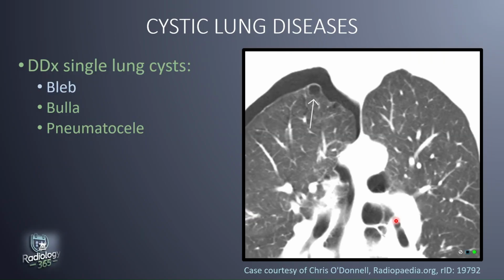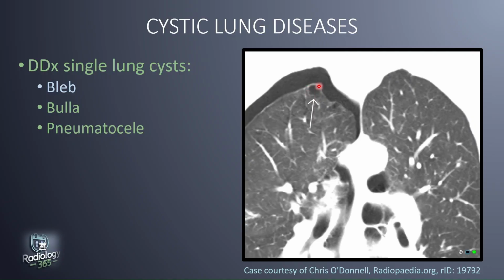Now, when you have a single lung cyst, some of the differentials include a bleb, a bulla, and a pneumatocele. What's exactly the difference between these entities? A bleb is an air-filled cystic structure contiguous with the pleura. It's very small, measuring less than 1 centimeter.